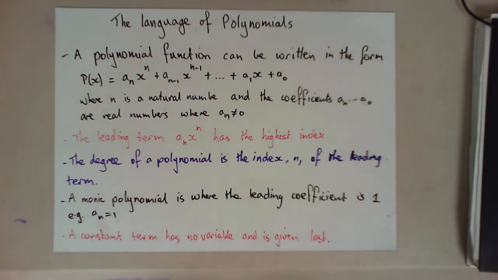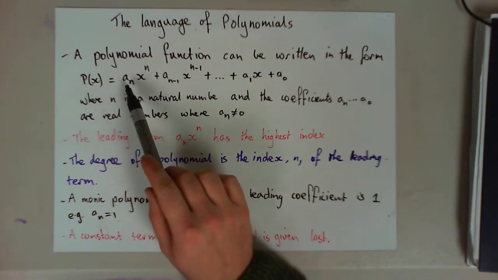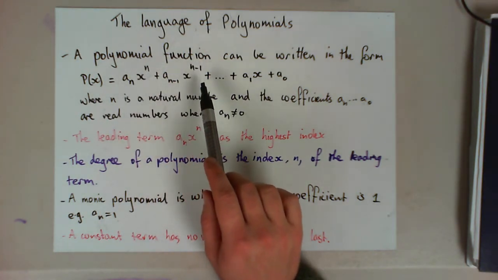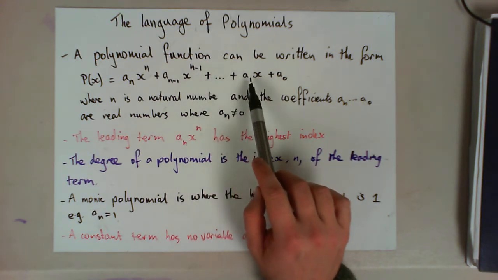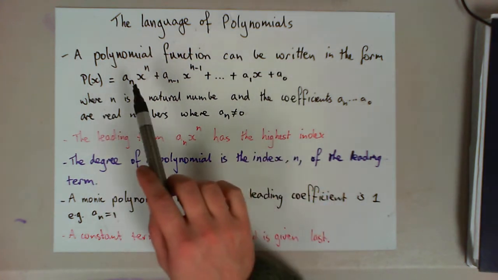Hey, in this video, we're going to have a look at the language around polynomials. A polynomial function can be written in the form p of x equals a_n x^n plus a_(n-1) x^(n-1), and so on, all the way up to a_1 x plus a_0. Now, what does all this actually mean?